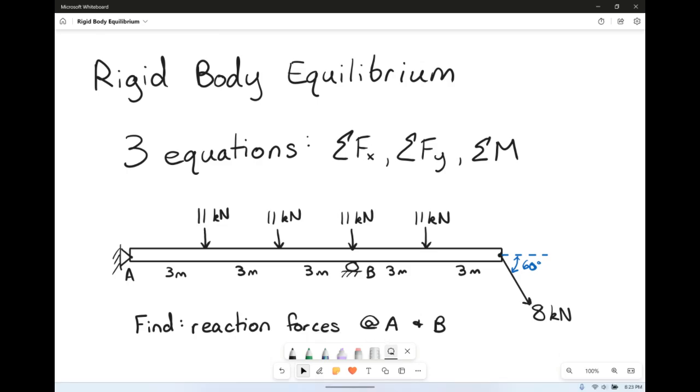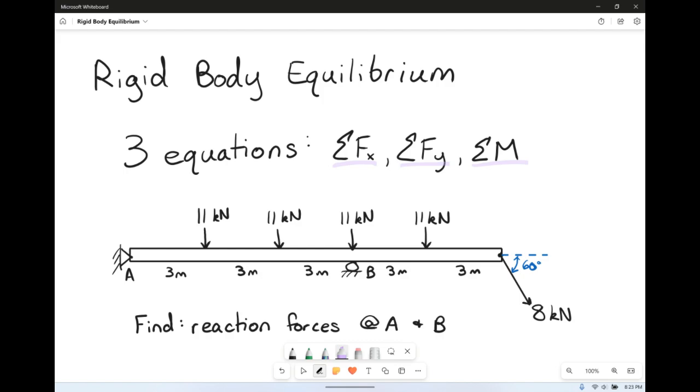This video is going to cover rigid body equilibrium. Rigid body equilibrium is statics, and in statics we effectively solve everything with our three equations: the sum of the forces in the x, the sum of the forces in the y, and the sum of the moments about a point. Doesn't really matter which point, but a point. Those are our three equations that we get to pretty much solve everything.